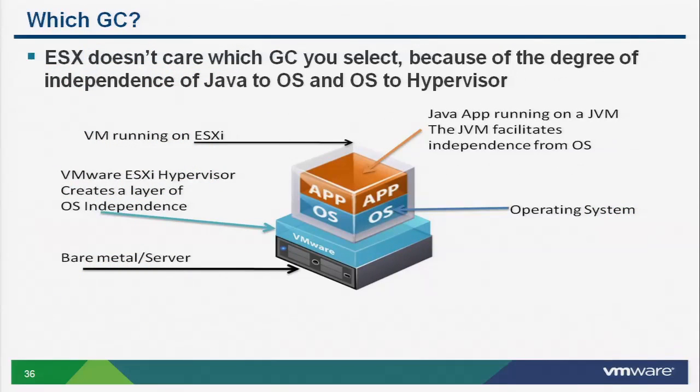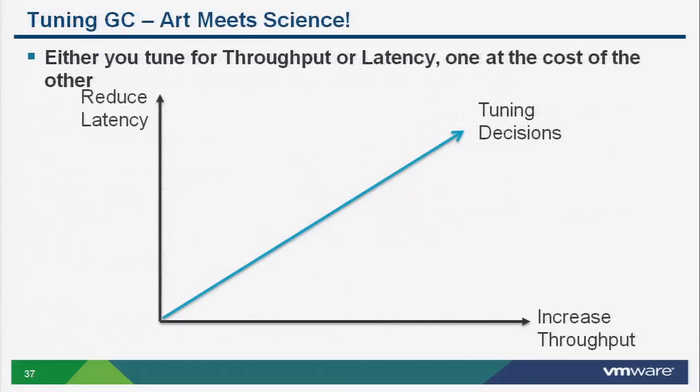Okay, why do we talk so much about GC? Simply because we are a Java company, but we also want to highlight that ESX doesn't really care about what GC algorithm you select, because Java is OS independent, and then the hypervisor makes the OS independent of the hardware. So there are 2 degrees of independence. So if there are vendors out there claiming that their JVM is only certified on their hypervisor, that doesn't make sense, right? So I just thought I'd call that out.